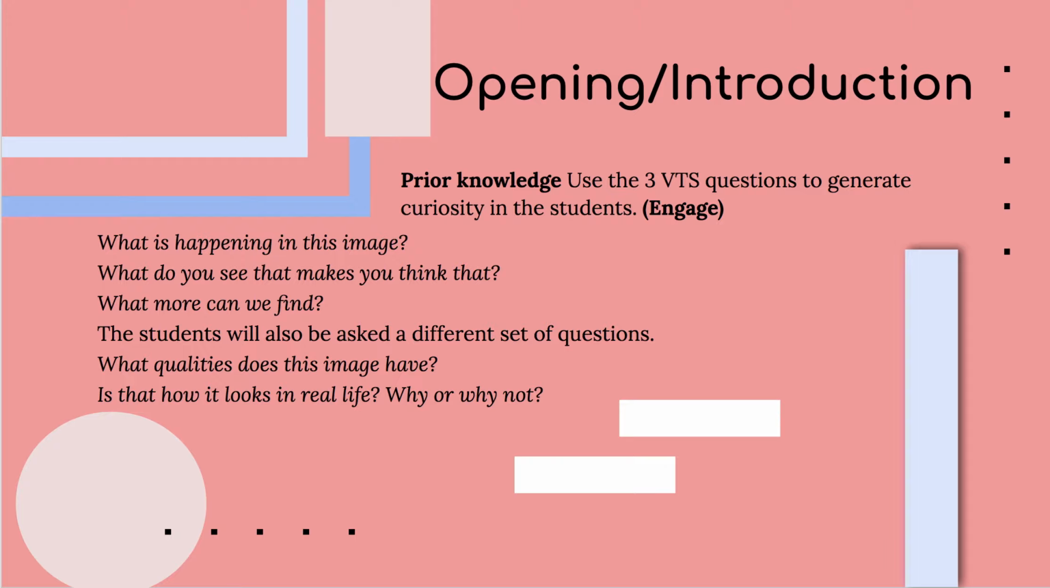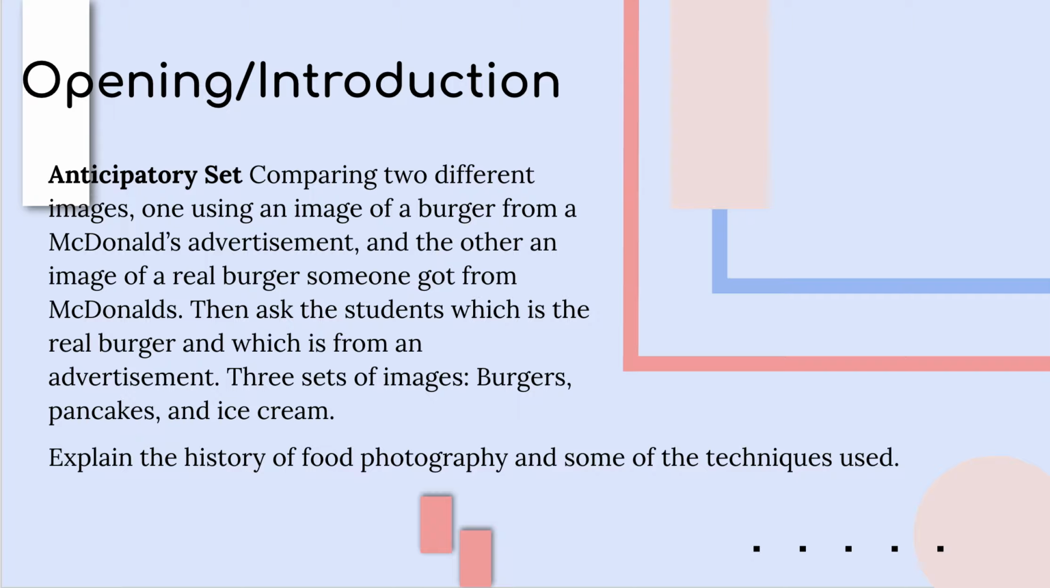The opening and introduction, we're using the VTS questions for that. So we have these 3 questions, and then we also have a few others that are more relevant to specifically our idea. So we're comparing 2 different images. One is a burger from an advertisement at McDonald's versus what it would actually look like, and they try to see if they can identify which one is which. And we also have an example that's pancakes and ice cream.